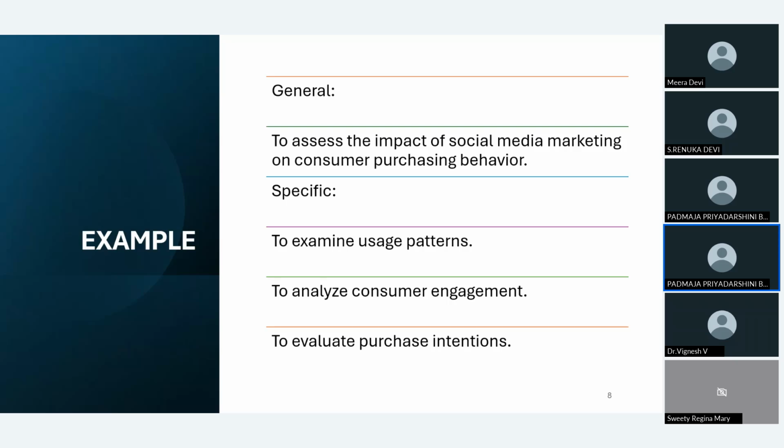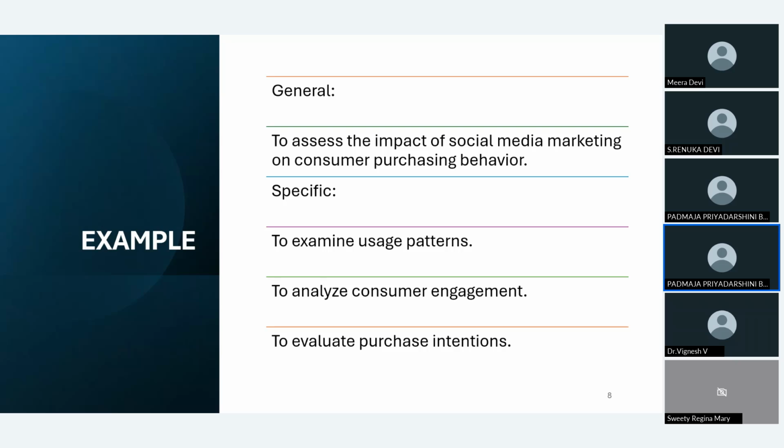When we talk about a general objective, it is to assess the impact of social media marketing on consumer purchasing behavior. So here, what are the things we are going to assess? When we are talking in a specific way, we're going to examine usage patterns, we're going to analyze the consumer engagements, and also we're going to evaluate the purchase intentions.